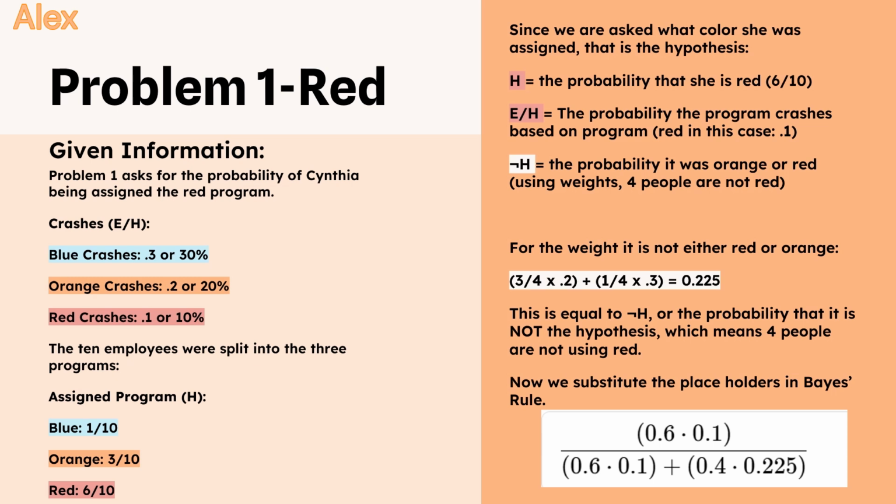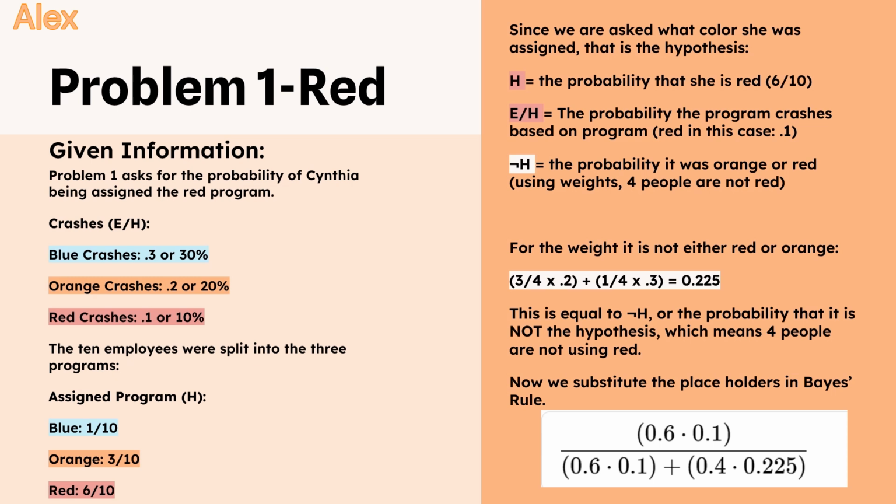We then have the same thing, but in this case for red, Cynthia being assigned the red program. The only thing that changes is the numbers. The hypothesis is still the probability that she is red, which is a 60% chance. The probability the program crashes is a 10% chance. And the negation changes here, with 4 people that are not red. So 3 out of 4 people are orange, multiplied by a 20% chance this program crashes, plus 1 out of 4 people being blue, times a 30% chance this program crashes, which gives us the probability of the program crashing given not being assigned red.